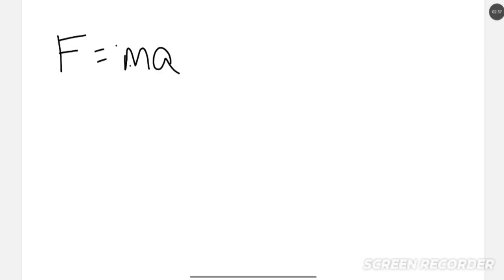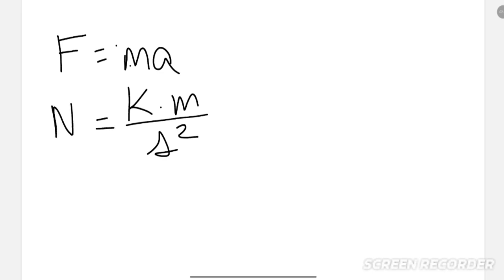This is Newton's second law. Force is equal to mass times acceleration. Now, mass is in kilograms. Acceleration is in meters per second squared. And force is in newtons. So just so you know, a newton is equal to, I forgot the G here, kilograms times meters per second squared.